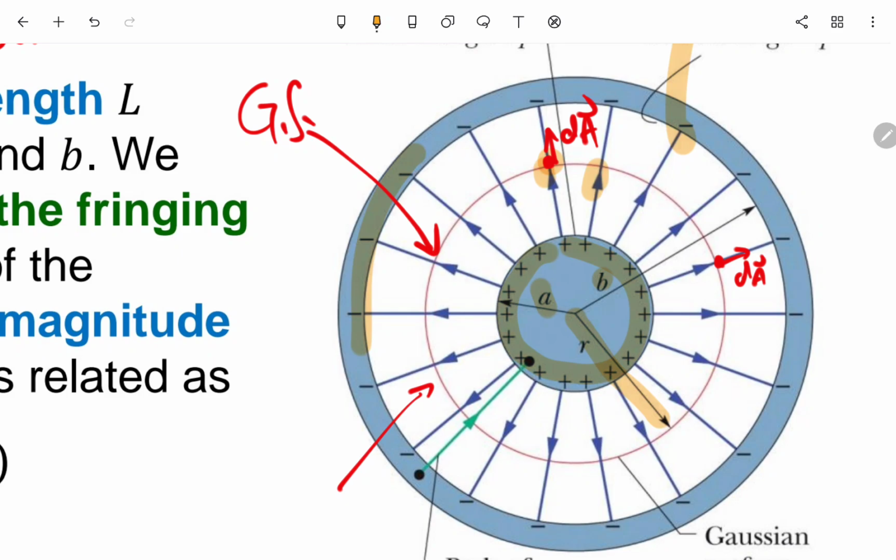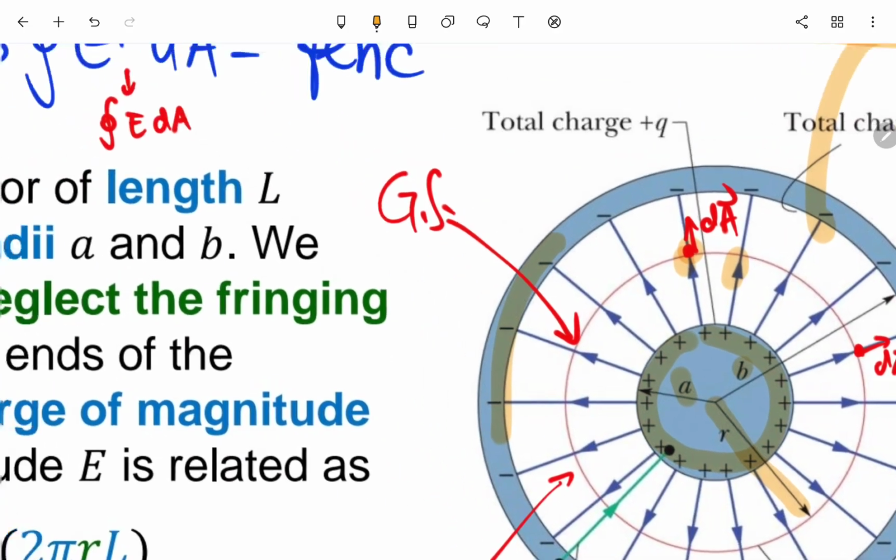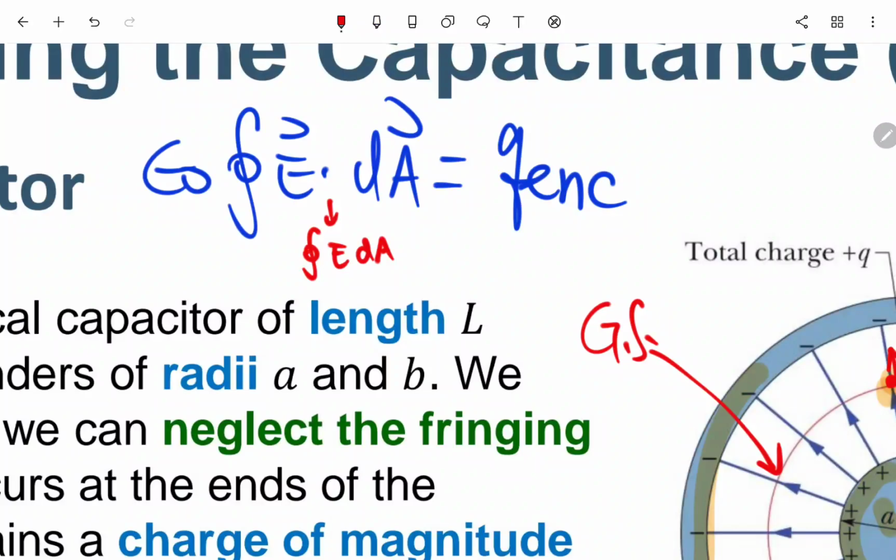these two cylinders are coaxial. So if you just pick a Gaussian surface which is also coaxial and with a fixed radius, then it is all the way symmetric. Okay, so throughout this Gaussian surface, the E field will be constant. So in that case, we will try to put this E outside.